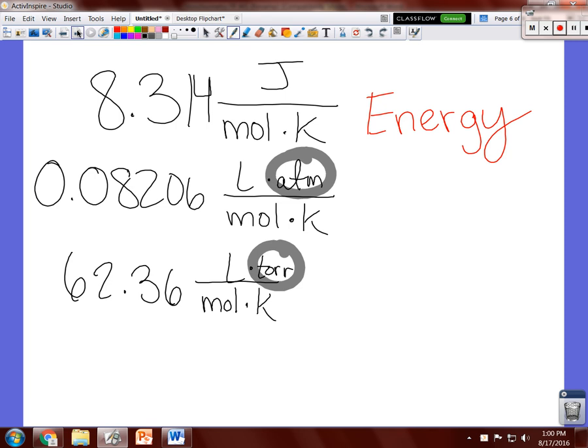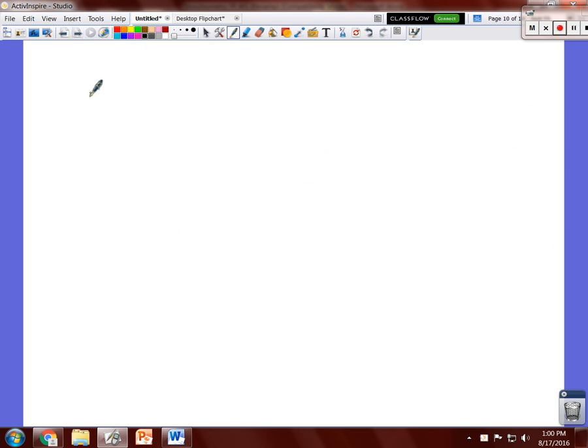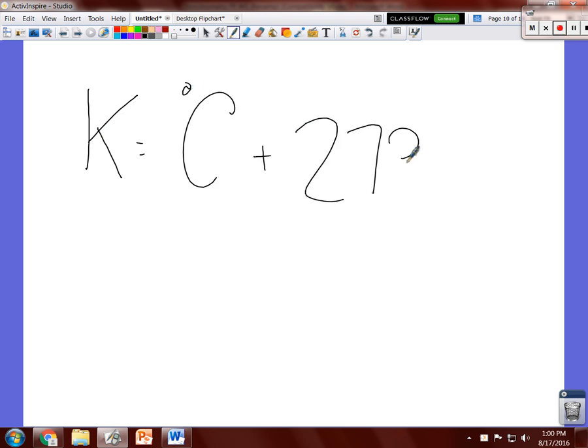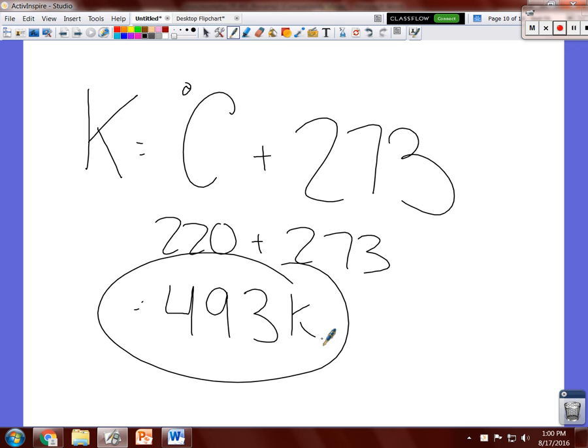Celsius. Is that a problem with both of these R's? Because do they have to cancel? They have to, because we're trying to find volume. Can you have the temperature unit left? We've got to get rid of it, right? How do you convert Celsius to Kelvin? If you do not know that, if we need Kelvin, it's degrees Celsius plus 273. So what is 220 plus 273? 493 Kelvin. That's our temperature, right?